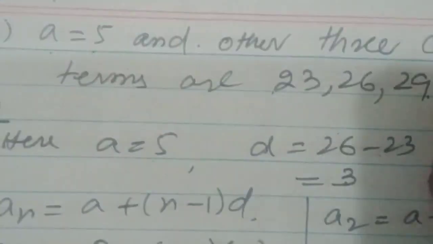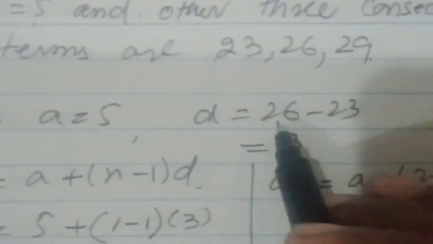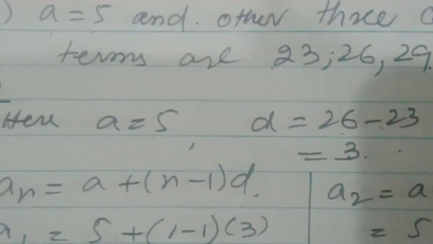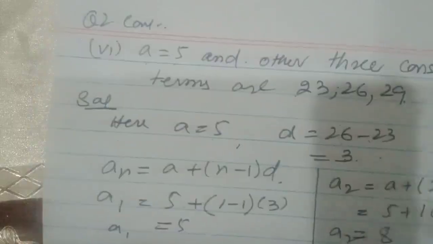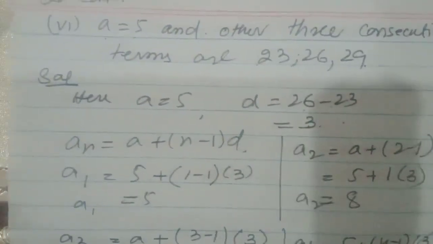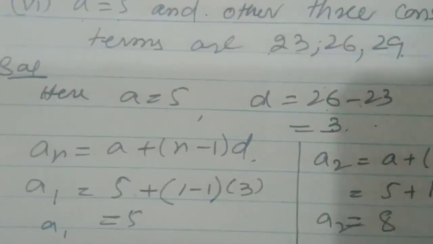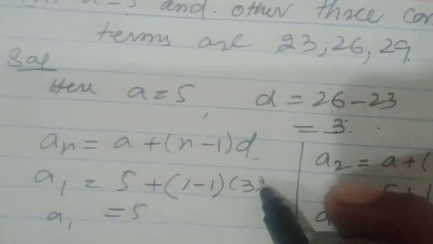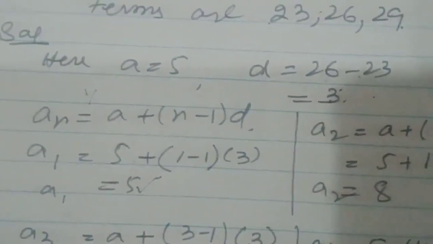They are consecutive terms. Now the word consecutive says that their difference should be equal. 26 minus 23 gives you 3. 29 minus 26 also gives you 3. So we will get the common difference d. Now we have to find the terms. Now we want to find the first term a1. For a1 we use a1 plus (1 minus 1) times d, and a1 is 5. This is not a necessary step, just for understanding.